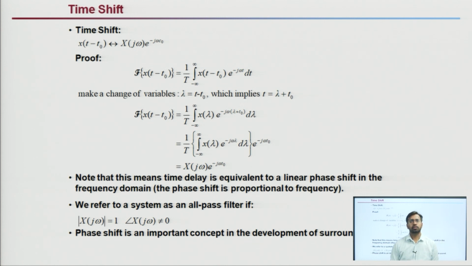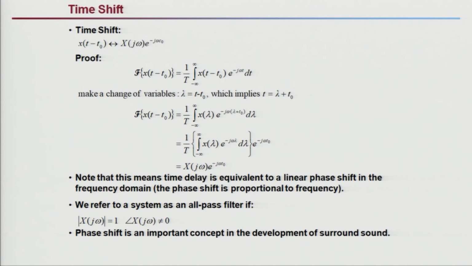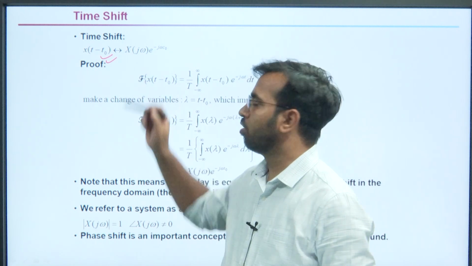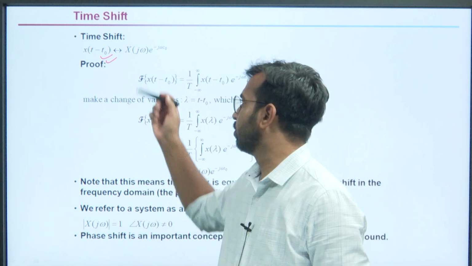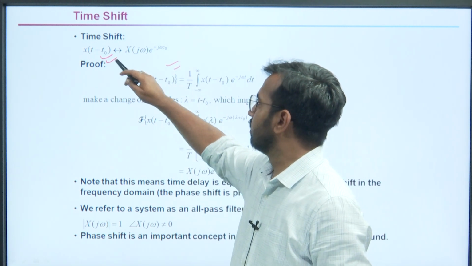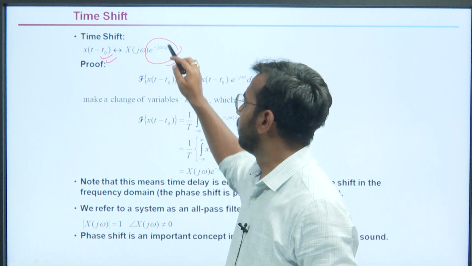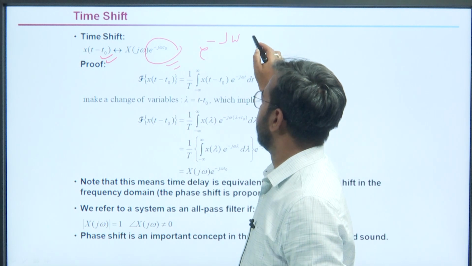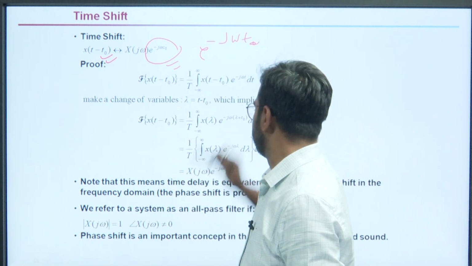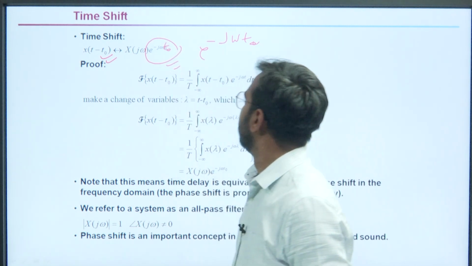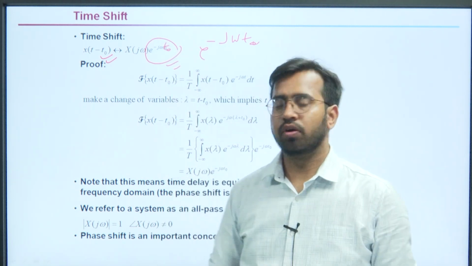Then we come to the second property, that is the time shifting property. What is the time shifting property? If I delay the input by t naught seconds, or by some duration, then the output will have an additional factor. Here it is written e to the j omega t naught, but it will be replaced by e to the minus j omega t naught.